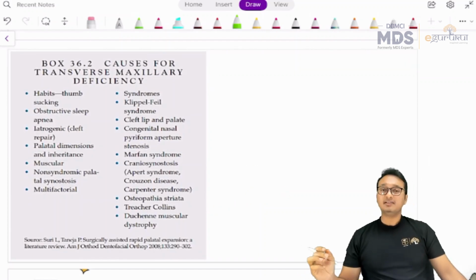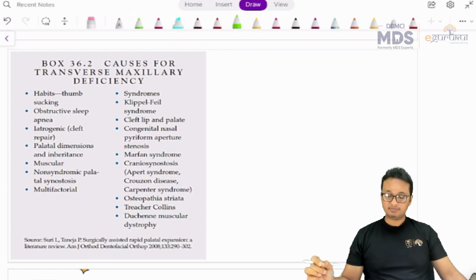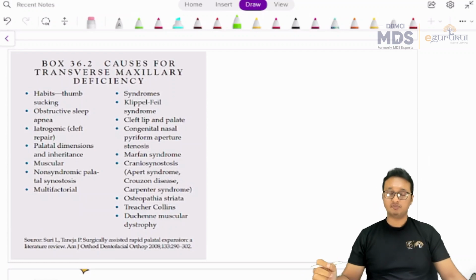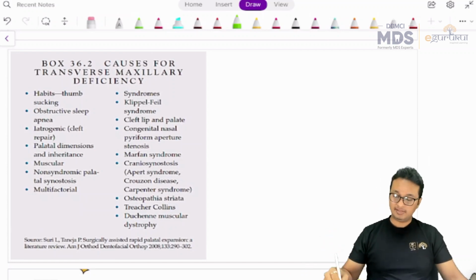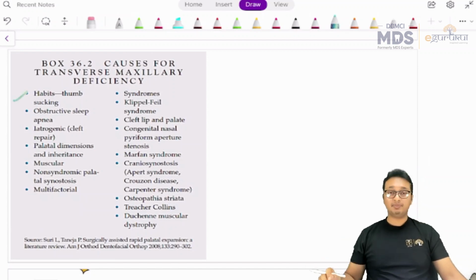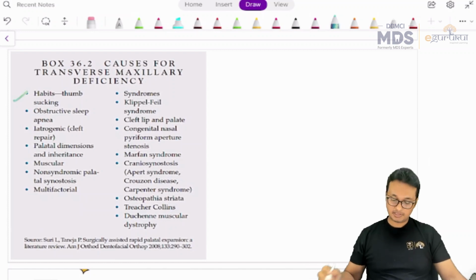Now, what are the causes of transverse maxillary deficiency? Like, why do we need expansion in the first place? What are the etiological causes for collapse of the maxillary dental arch? We have habits, specifically the thumb sucking habit as well as the mouth breathing habit. Then we have obstructive sleep apnea.